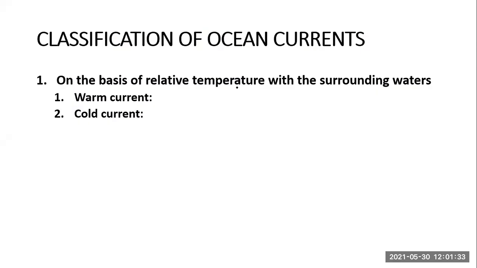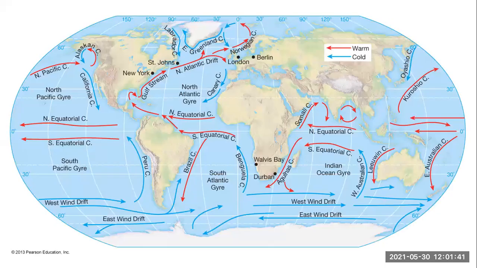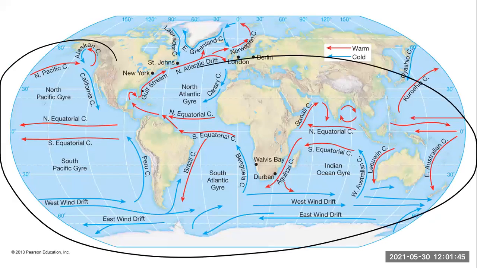On the basis of relative temperature with the surrounding water, the ocean currents are classified into two: the warm currents as well as the cold currents. So you can see this picture. Basically in this picture, you can see that there are red colored lines as well as blue colored lines. The red colored lines are indicating warm currents and the blue colored ones are indicating the cold currents.